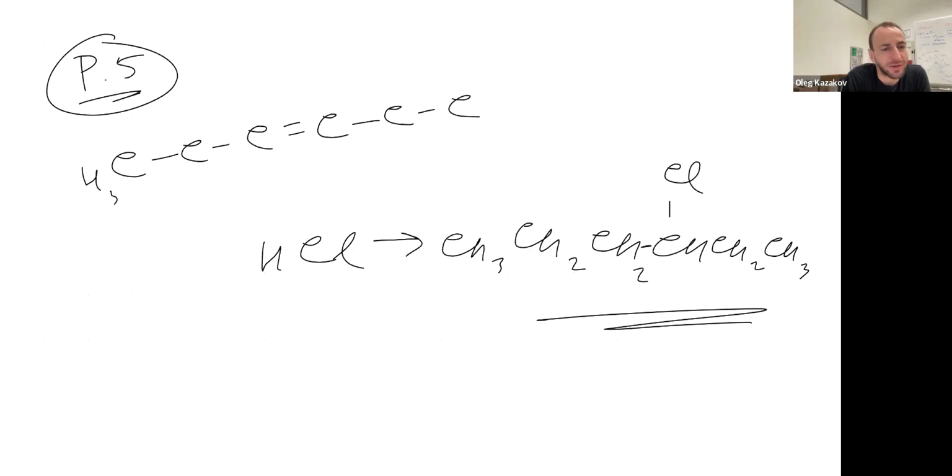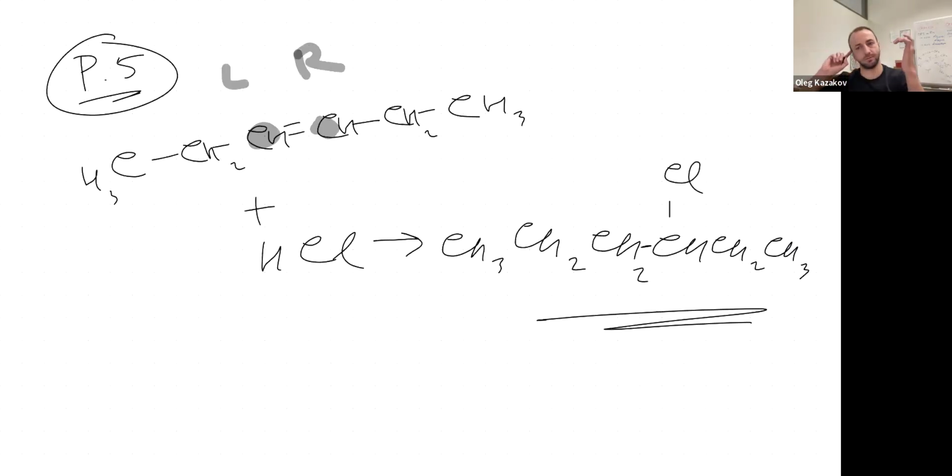CH3, CH2, CH, CH, CH2, and CH3. That's 3-hexene. No matter where you start the count, you'll have 3-hexene because the double bond is in the middle. It's equidistant from either end of this molecule. So then we're going to add HCl to that. If you think about it, let me make some highlights here. Let's say our left or right carbon: no matter to which carbon you add chlorine, you are going to have the same molecule as a result.